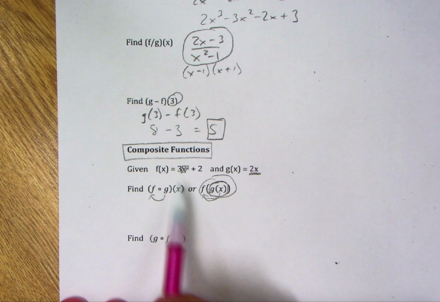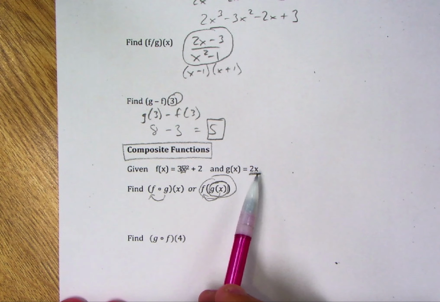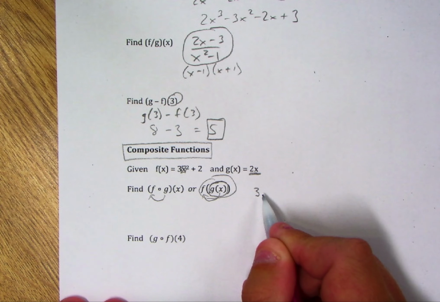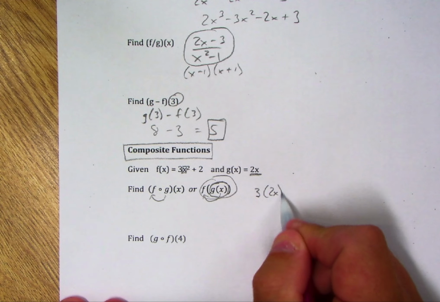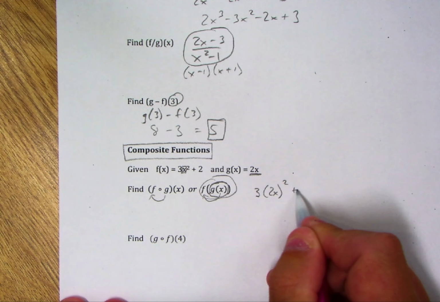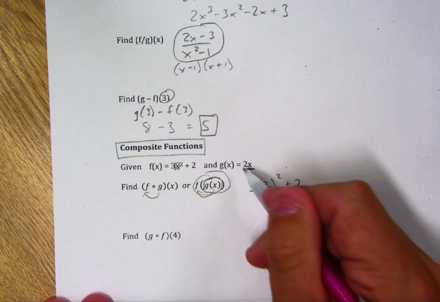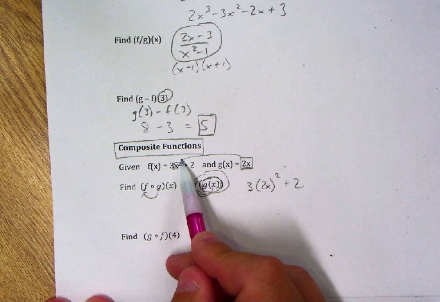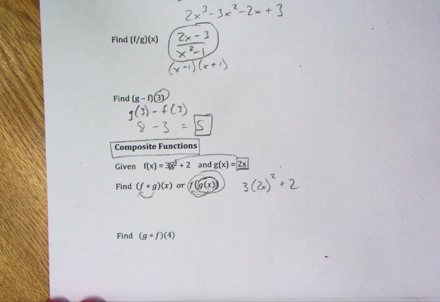And so the way this looks, we're going to rewrite the f function, but where the x is, we're going to put 2x instead. So it would be like 3, and then where that x is, we would replace it with 2x squared plus 2. So I know all that sounds confusing. I get that. But look at all we did. We just took the g function, and we plugged it in for x in the other function. Just replace the x. And now we just have to do a little algebra.